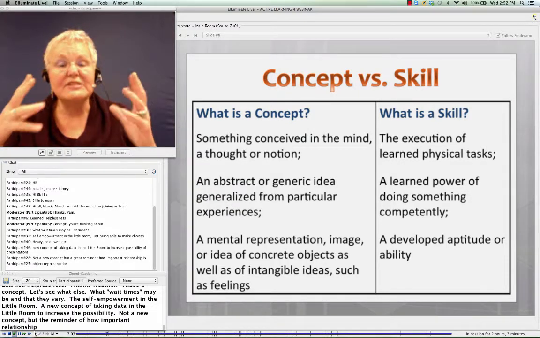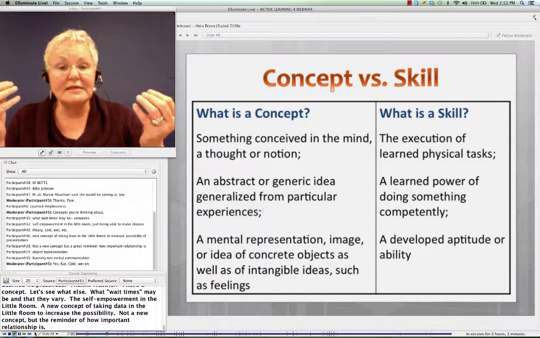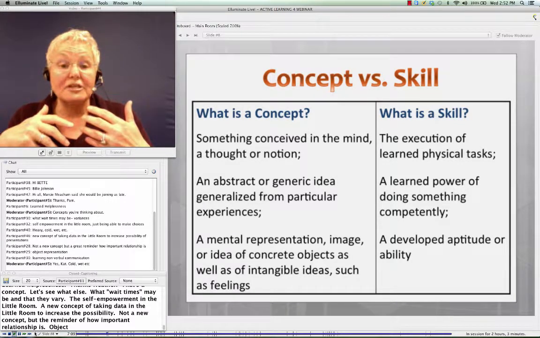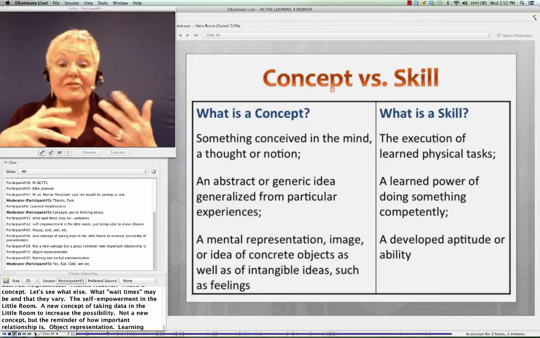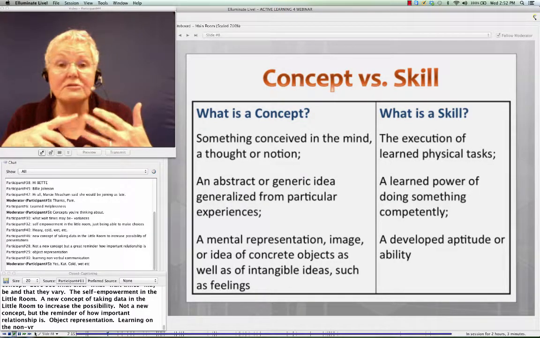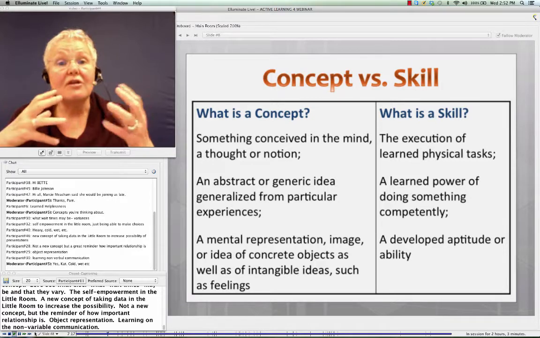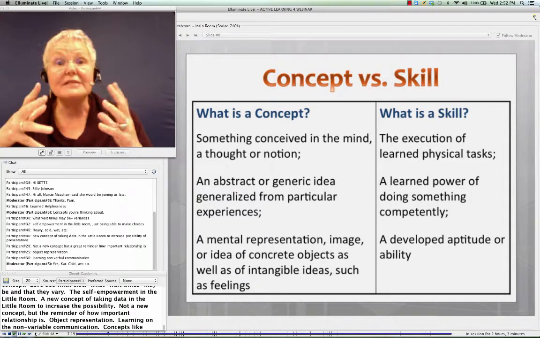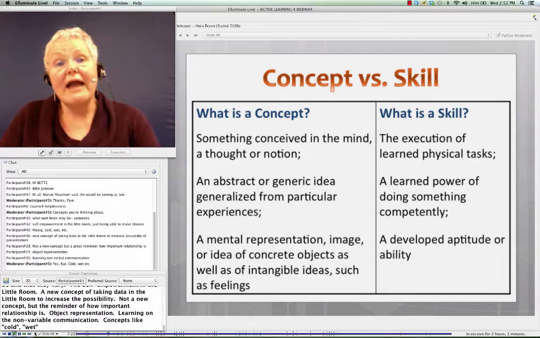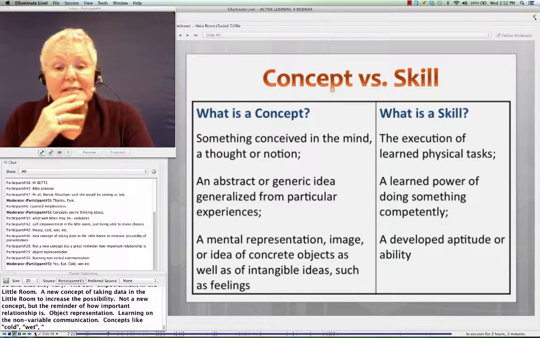Those are ideas and thoughts. Learning on the nonverbal part of communication. The idea of concepts like cold, wet, dry. That's vocabulary too, but it's also a concept. So now I want you to think about skills.